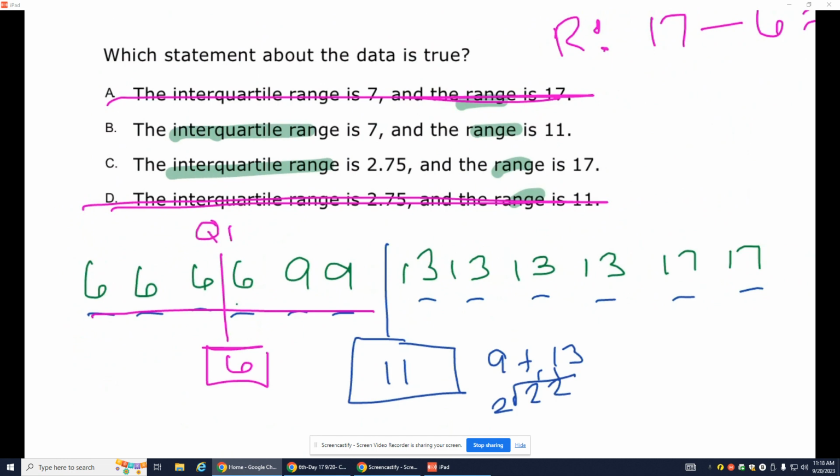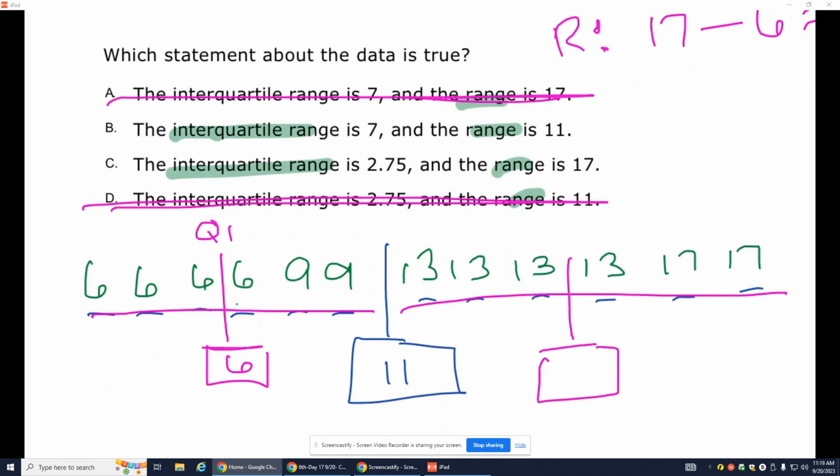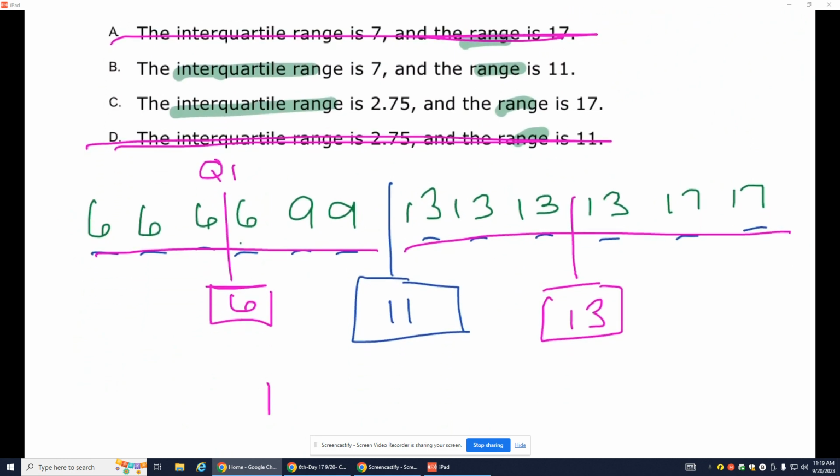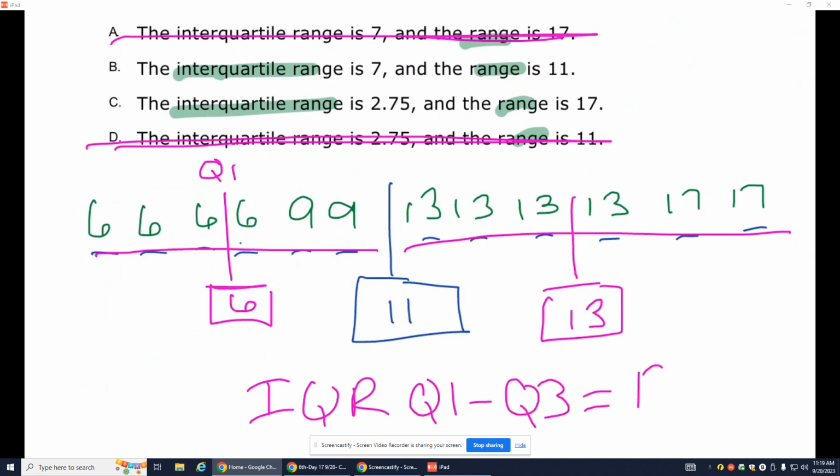Go to my upper half, and I do the exact same thing. I'm going to do some erasing so I can have the room. It's going to be right here. So in between 13 and 13 is 13. So my IQR is going to be Q3 minus Q1, which would be 13 minus 6, which would be equal to 7. So my correct answer is B.